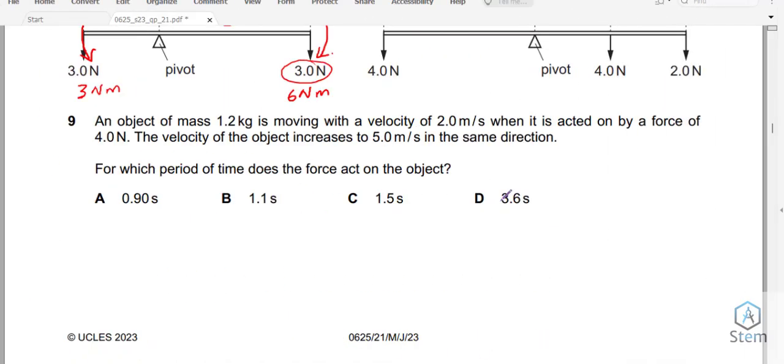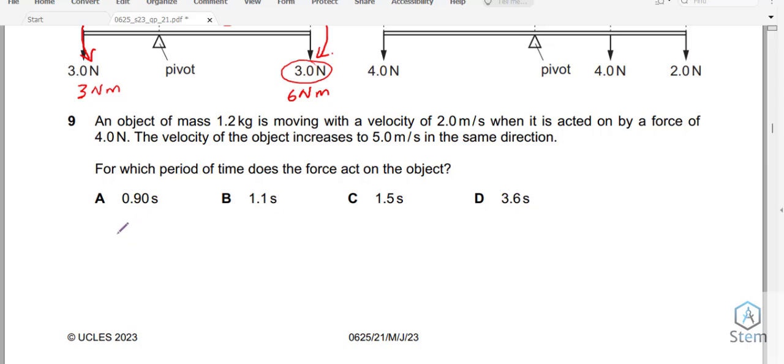Number 9. An object of mass 1.2 kg is moving with a velocity of 2 meters per second when it is acted on by a force of 4 newtons. The velocity of the object increases to 5 meters per second in the same direction. For which period of time does the force act on the object?